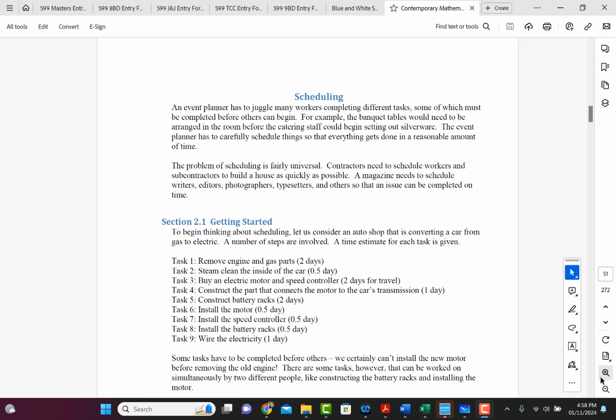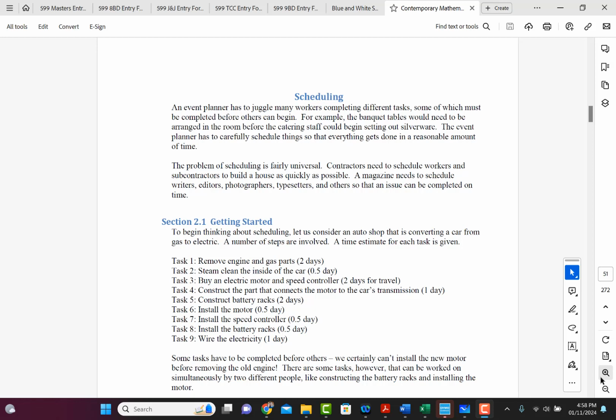of time. The problem of scheduling is fairly universal. Contractors need to schedule workers and subcontractors to build a house as quickly as possible. A magazine needs to schedule writers, editors, photographers, typesetters, and others so that an issue can be completed on time. Okay. In this section, we're going to get started, as far as scheduling, with the basics.